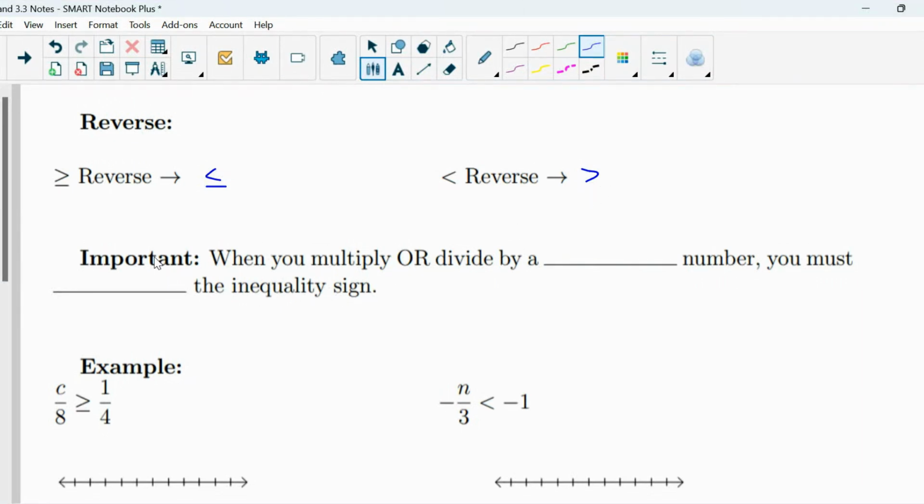The reason we talked about this is that we have this very important rule when we are multiplying and dividing with inequalities. When you multiply or divide by a negative number, you must flip or reverse, depending on what you remember it as, the inequality sign. Okay, so let's look at a couple of examples, and we will talk about the situations in which you would need to reverse or flip the inequality sign.